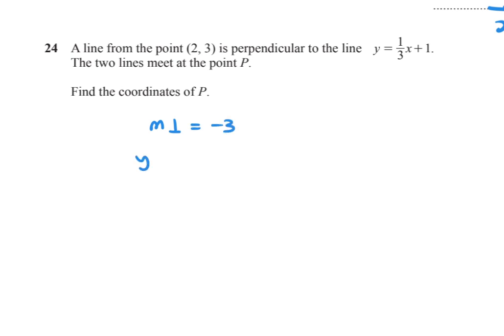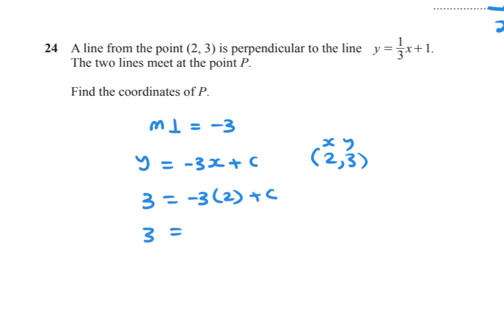So the equation of the perpendicular is y equals negative 3x plus c. This line passes through the point (2, 3), so substitute x by 2 and y by 3. So 3 equals negative 3 times 2 plus c, so 3 equals negative 6 plus c. Transpose negative 6 to the other side: c equals 3 plus 6, which is 9. So the equation of the perpendicular is y equals negative 3x plus 9.